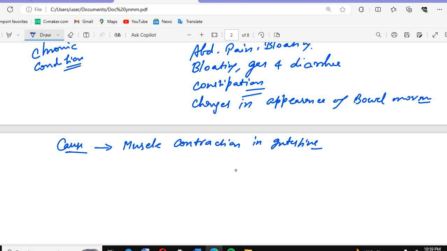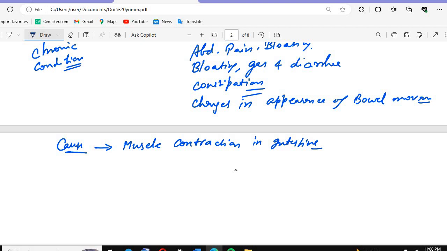Now, in case of irritable bowel syndrome, this is the usual finding: whenever the food goes down, these muscles contract so that food can go down. But in irritable bowel syndrome, what we see is that these contractions are stronger and last for long times. So what will they cause? They will cause gas, bloating or diarrhea-like symptoms.